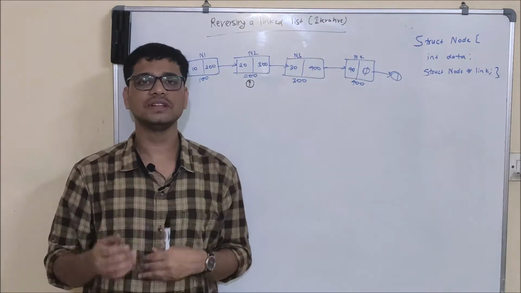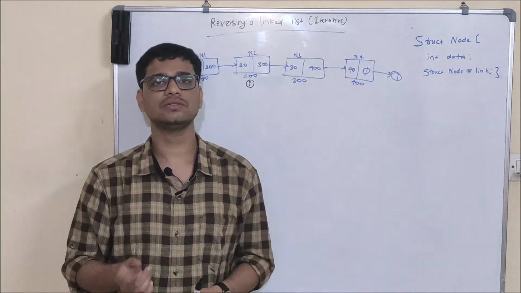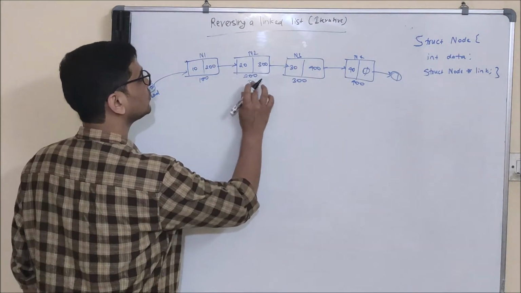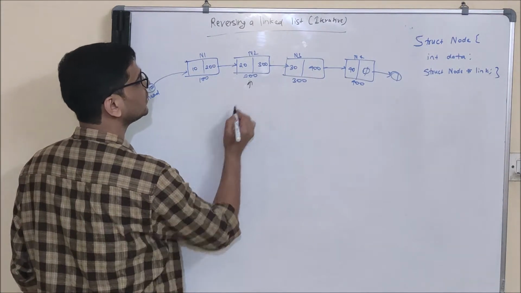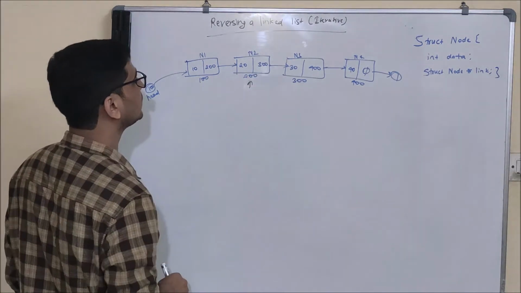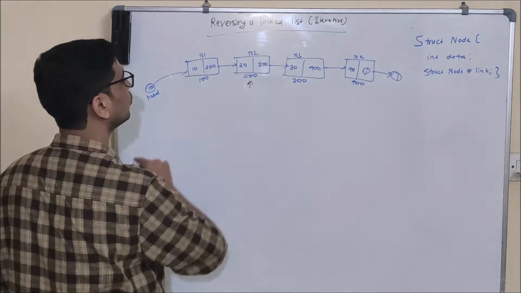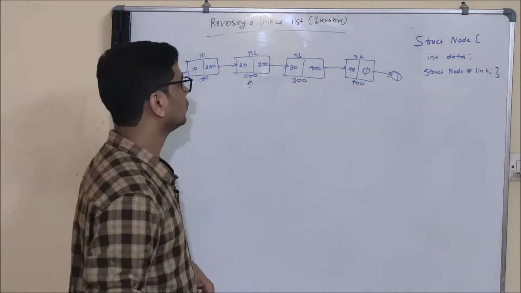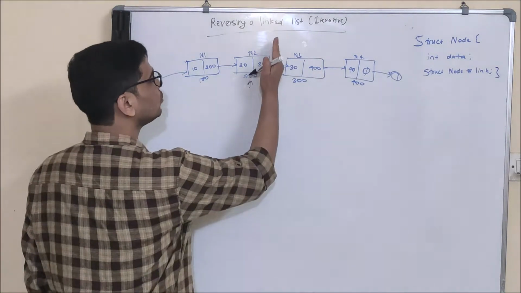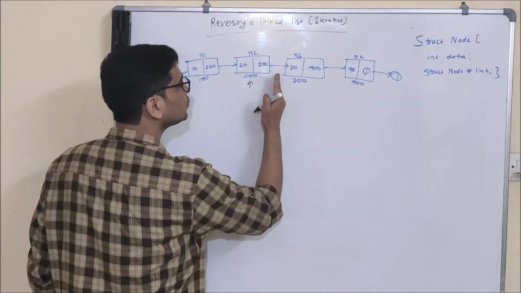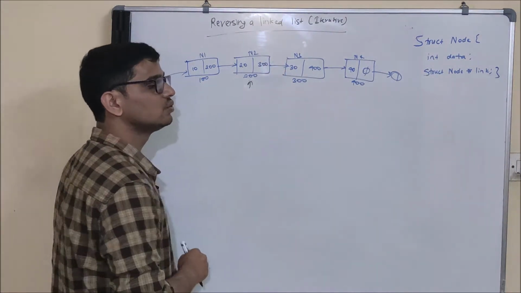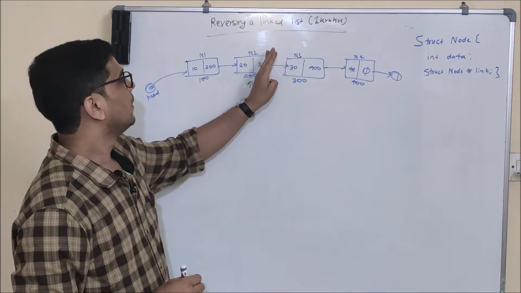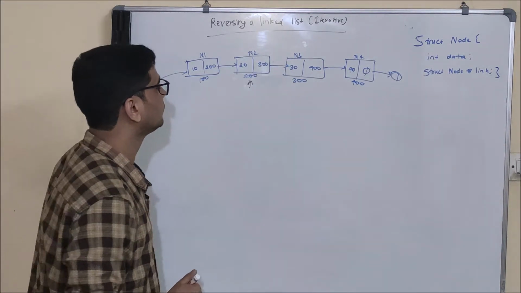We need to traverse the linked list, and while traversing the linked list, we need to manipulate the pointers. Okay, now let's take an example. Suppose I am at node 2. What do we need to do? I need to update this link part so that it will point to node 1. Okay, can we do it directly? The answer is no. So what do we need to do? If we do it directly, we will lose the address of node 3. So somehow we need to store the address of node 3 before making node 2 point to node 1.